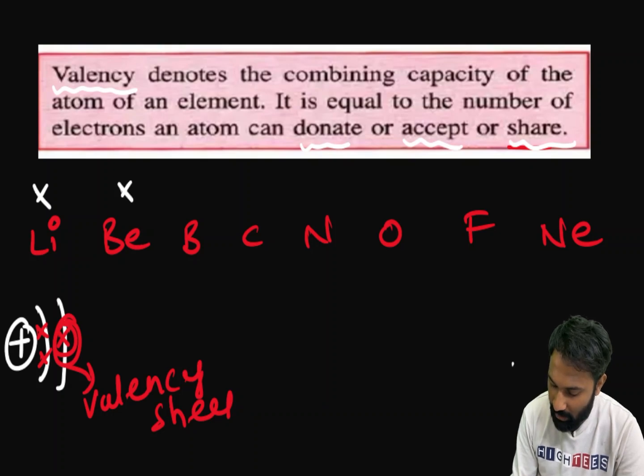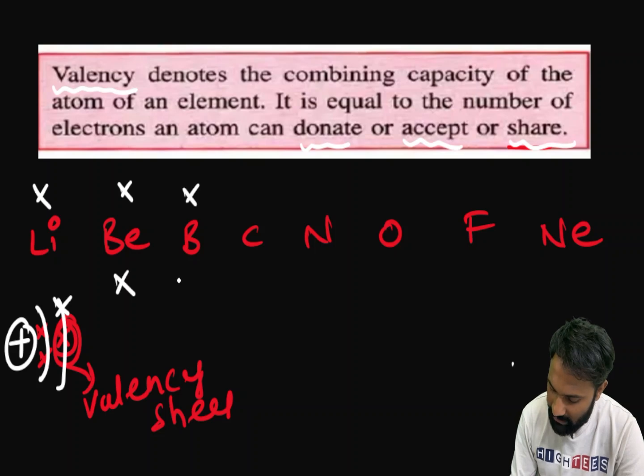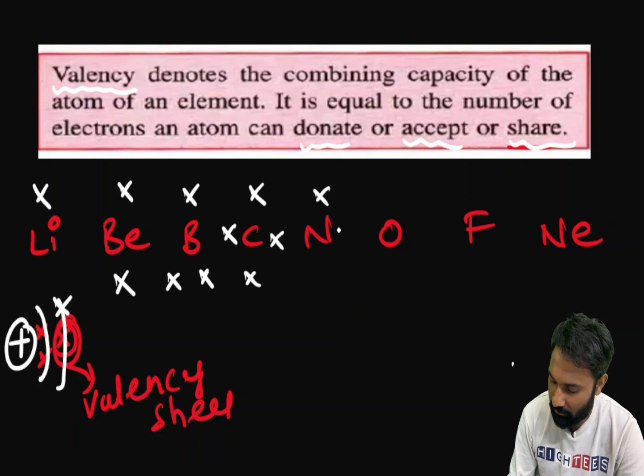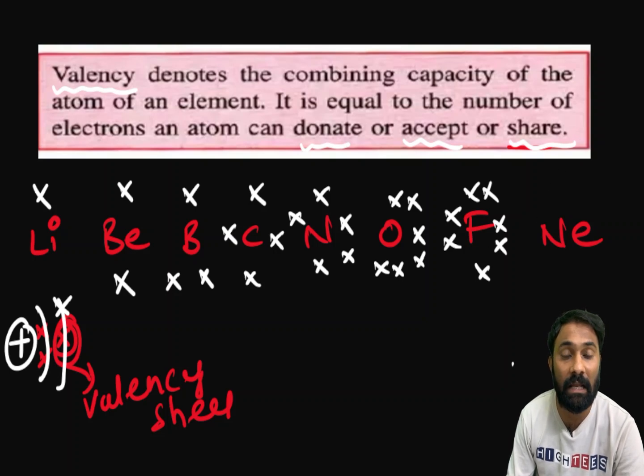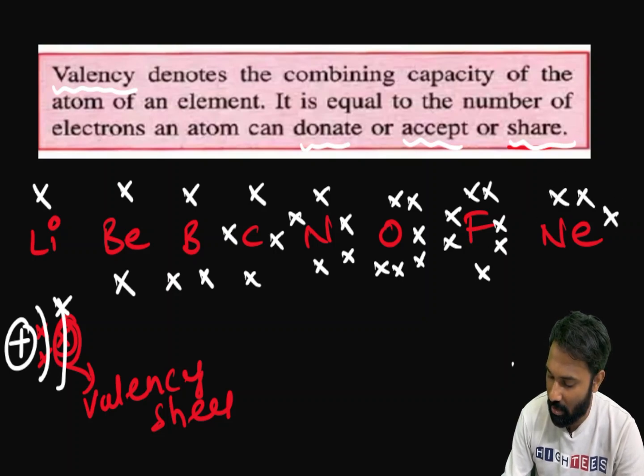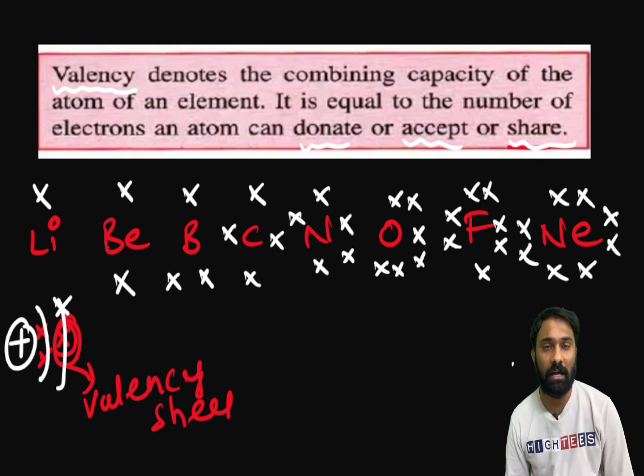For beryllium, 2 valency electrons will be there, so 2. For boron, valency electrons are 3. For carbon, it will be 4. Nitrogen, it will be 5. For oxygen, it will be 6. For fluorine, it will be 7. For neon, this is the octet. Every element tries to attain the octet, right? To attain the noble gas electronic configuration. Clear? 8 electrons. Done. This is known as valency.